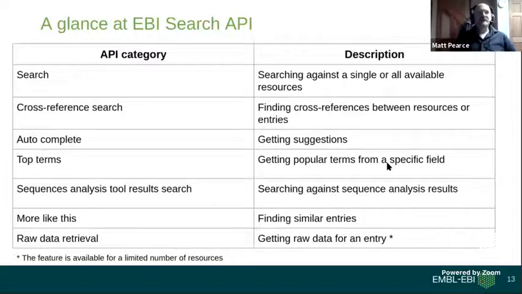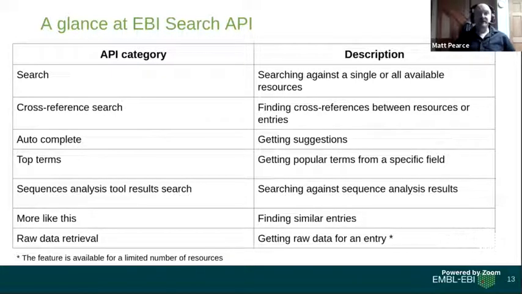So a quick glance at what's available through the API. We have search, which, as you might expect, is searching against single or all available resources, all of the domains available to you. We have cross-reference searching for looking up cross-references between domains or individual entries in those domains.